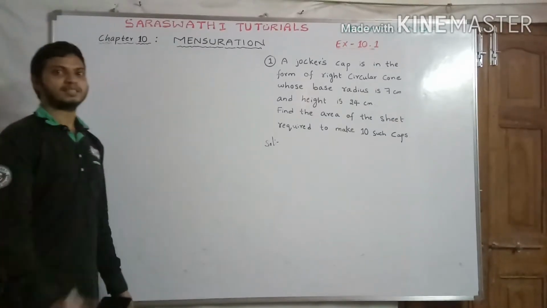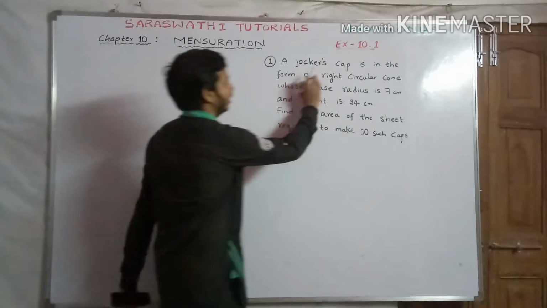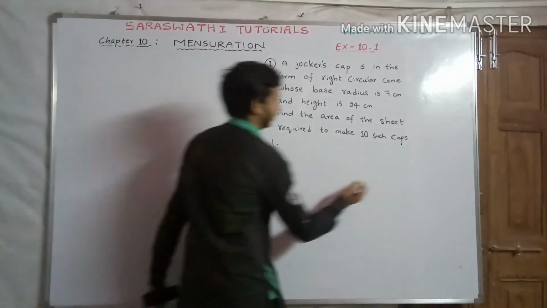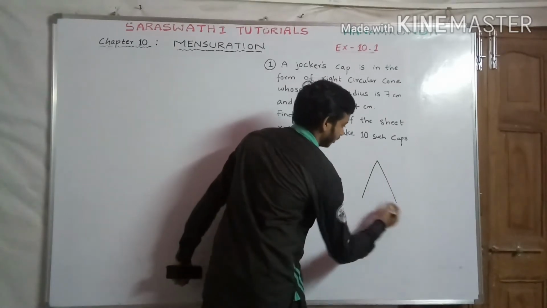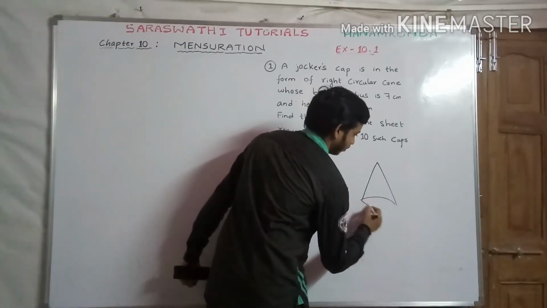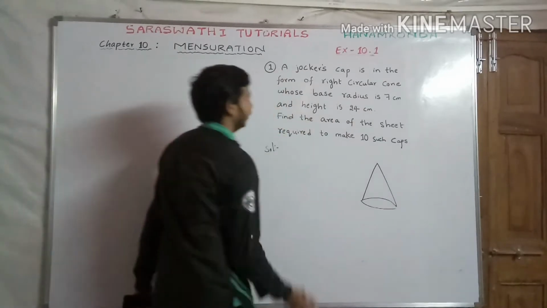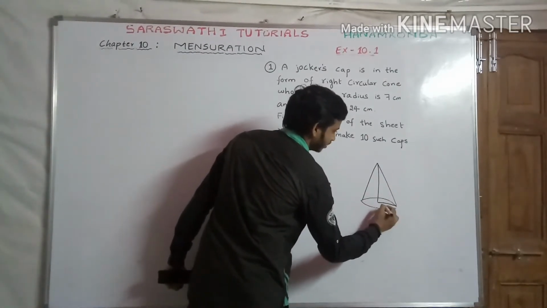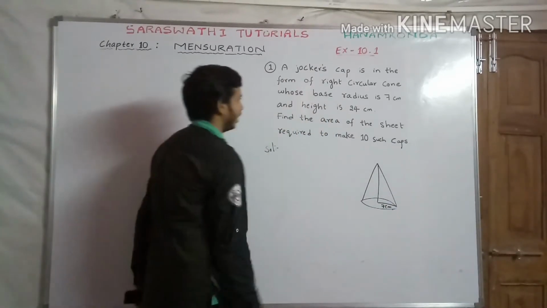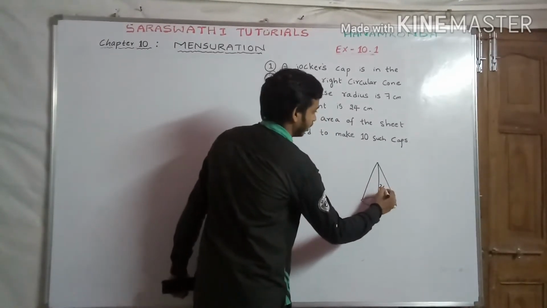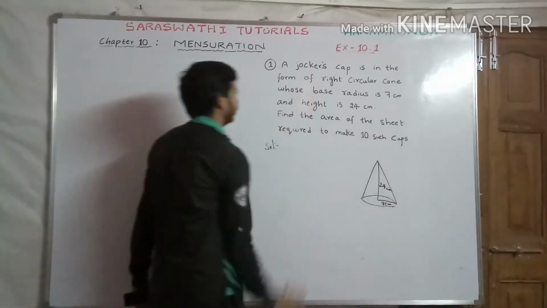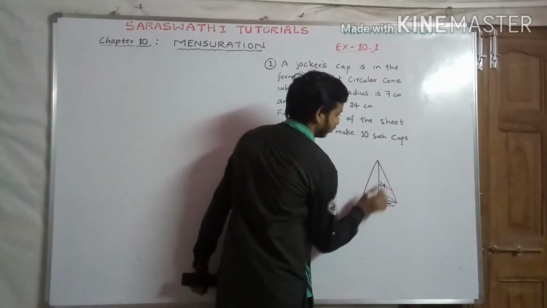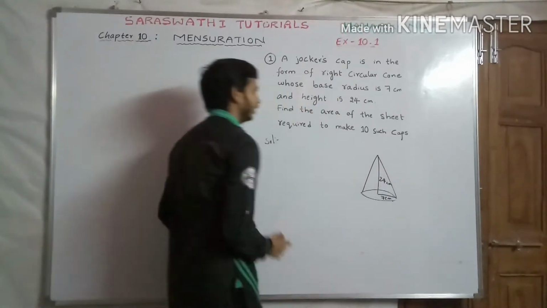So let us begin exercise 10.1. The first problem is: a joker's cap is in the form of a right circular cone whose base radius is 7 centimeters, and height is 24 centimeters. Find the area of the sheet required to make 10 such caps.